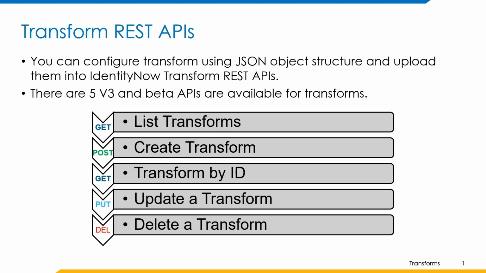Transform by ID is used to get the details of a particular transform. Here we'll be specifying the ID of the transform whose details should be retrieved. The update transform API is used to update any existing transform. We should provide the ID and the updated transform to this API for updating the transform. Here we cannot update the ID, name and type of the transform. The delete transform API is used to delete any transform using the transform ID.